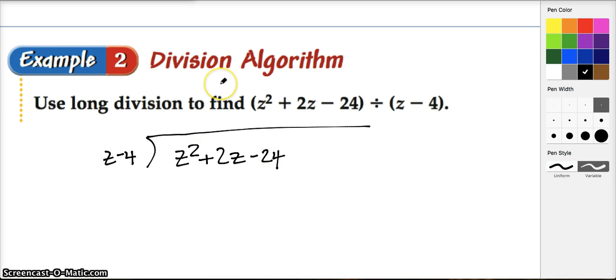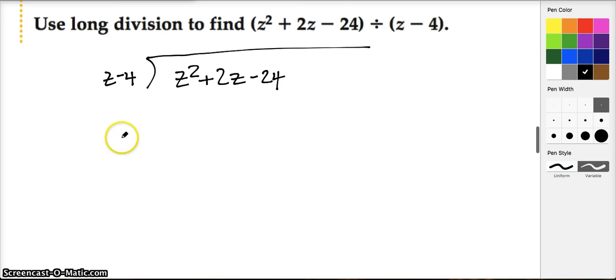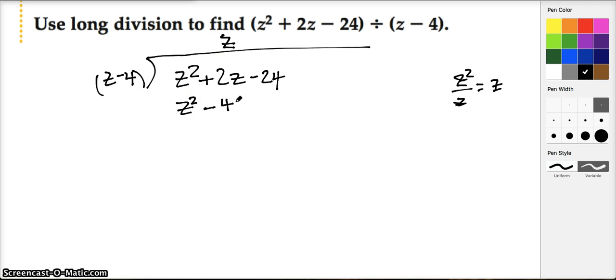And so what you do is you ask yourself, how many times does z go into z squared? In a sense, you're dividing z into z squared, and you get z times, correct? Because we can cancel out a z, we're left with 1z. Z goes into z squared, z times, so I'm going to put the z over here, and now I'm going to multiply both of these terms by z. So z times z is z squared, and z times minus 4 is a minus 4z.